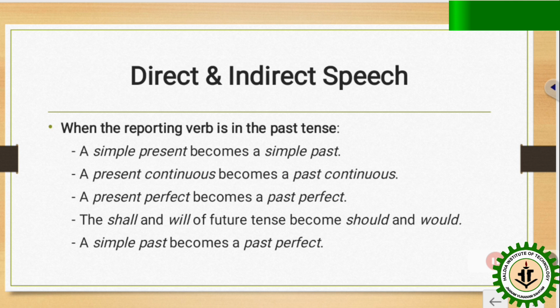And finally, when the reporting verb is in the past tense, a simple past becomes a past perfect. So in two cases we can have past perfect tense in the indirect speech. First, when we are converting a present perfect tense in the reported speech, it will become past perfect. And similarly, if the reporting verb is in the past tense and if we are converting a direct speech sentence into an indirect speech sentence, then the simple past tense becomes a past perfect tense.